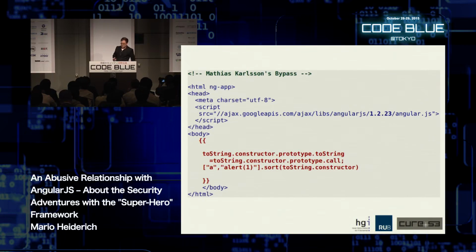Then there was a bypass created by Mathias Karlsson. He was pretty smart. He said, let's take toString of the scope object, its constructor, its prototype, its toString, and override it with toString.constructor.prototype.call. So toString is being turned into a call, only that the framework doesn't notice. Then he creates an array with two elements, a harmless element and a malicious element. Then he sorts that array, and afterwards, he just passes the malicious constructor that he just overwrote. You would get a function call, you would get an eval, sandbox bypassed.